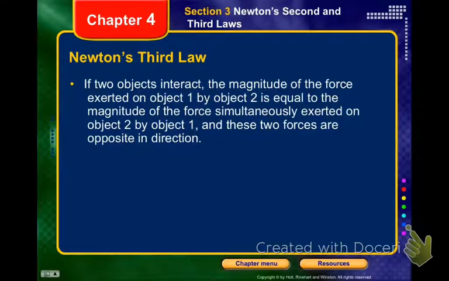So that summarizes Newton's second law. Again, you've got a formula that goes with that. Force equals mass times acceleration. And his second law talks about how our mass and force and acceleration are related. What's directly proportional, what's inversely proportional.